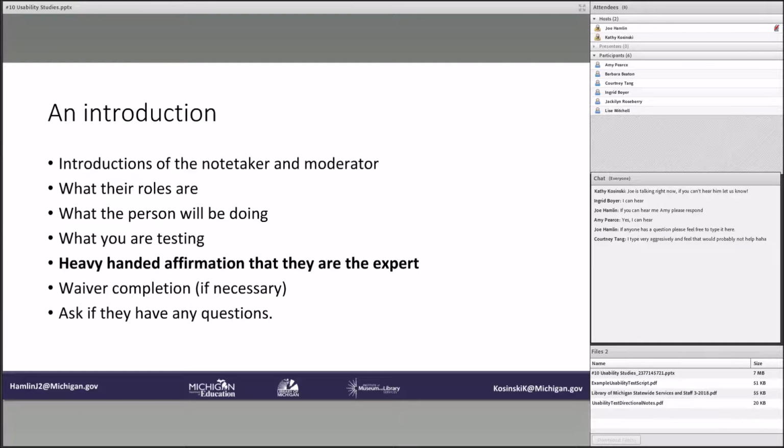So for the introduction, this is where you introduce yourself, or if you're the moderator or the note taker, you say what their roles are going to be. You're going to mention that the note taker isn't going to talk because otherwise you just have this person lurking there and it can be a little creepy. You mention what they will be doing because a lot of people have never done a usability test before. They don't know what's going on. They're just walking into this situation thinking that they're going to help the library, which is what they're doing.